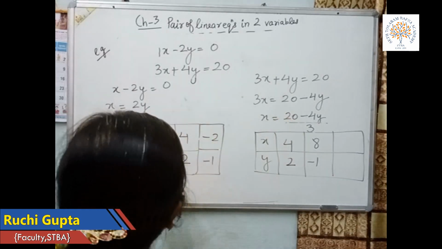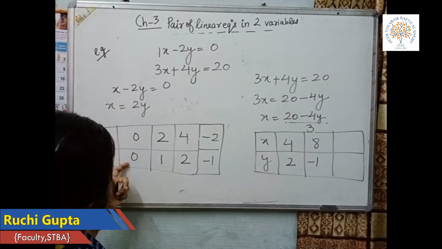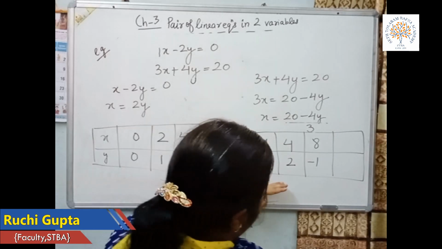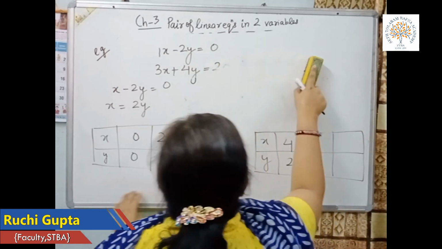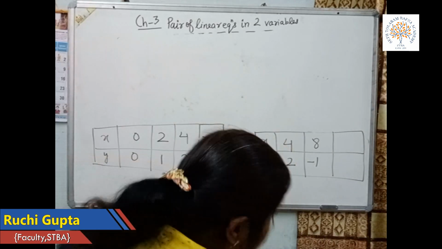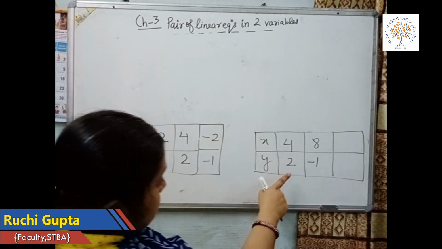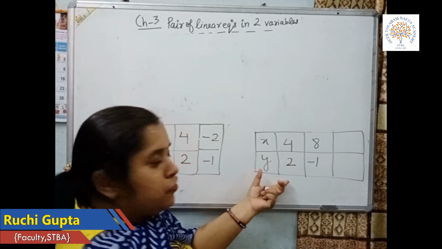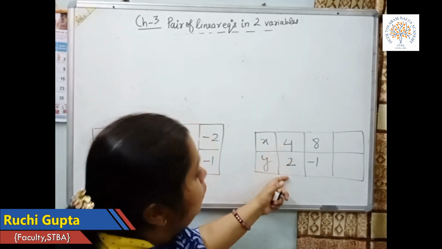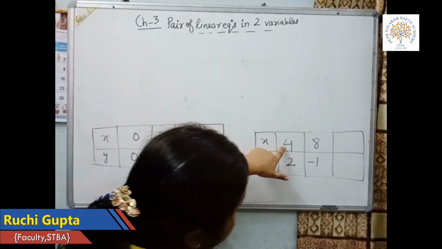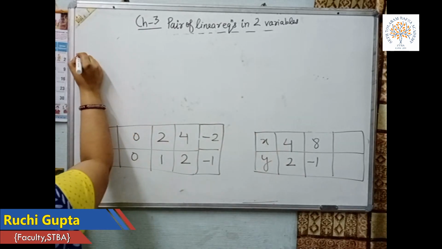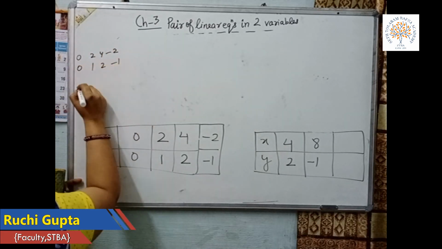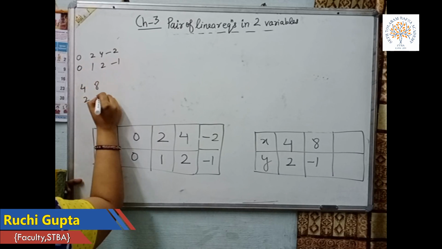So I have calculated these points: x 0, y 0; x 2, y 1; x 4, y 2; and minus 2, minus 1, and here also. Now I want to draw the graph of these equations. Can you see the common point is 4, 2? Here also it is 4, 2. It means the solution of this graph is 4, 2. These graphs intersect at 4, comma 2. I write here the solution because it is easy for me to draw the graph. And the second is 4, 2 and 8, minus 1.